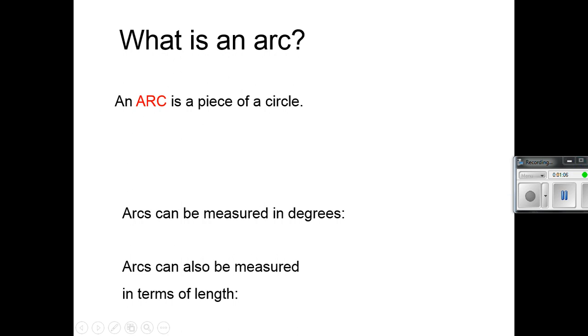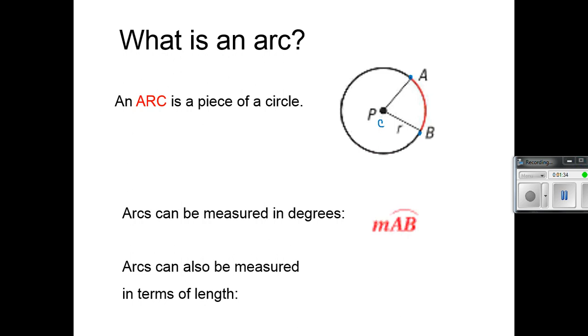So what is an arc? Well, an arc is a piece of a circle. So here's a circle who has a center P. Center is the P. This distance is the radius. And from here to here, we're talking about AB, okay? And so arcs can be measured in degrees. So we can find out the measurement of the arc in degrees. If we do that, we say little m arc AB.